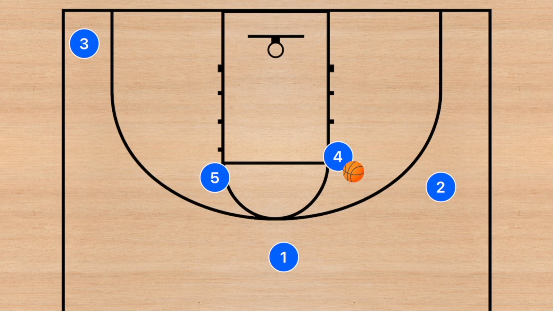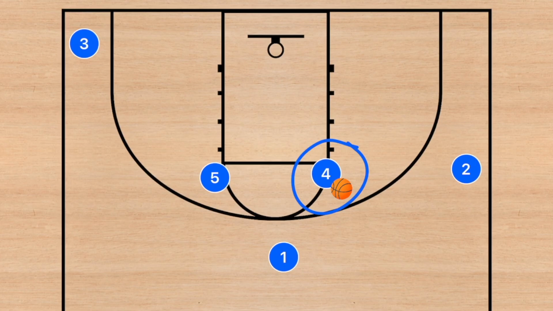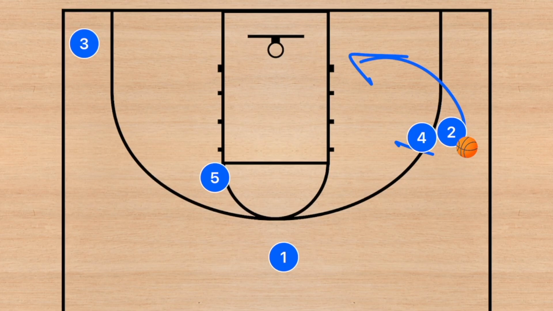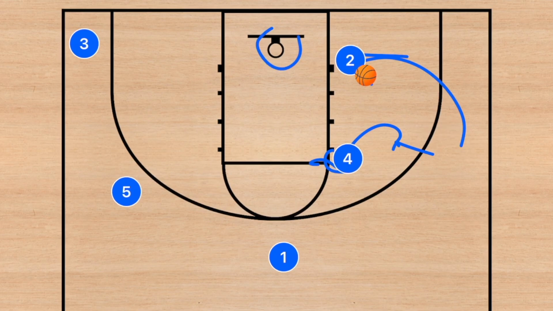The other option, after we call this play, is we can pass to player 4 and then he can do a dribble handoff to the opposite side. So he'd be dribbling with his left hand. And then this would have been a dribble handoff, short roll to the high post. 5 clears out. David attacks. Help defense comes over. Hammer pass out to Andrew for the 3-point shot.